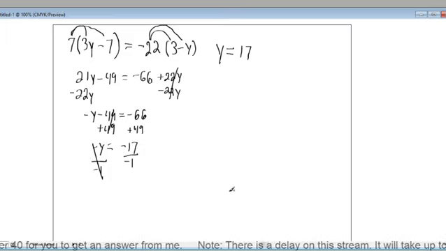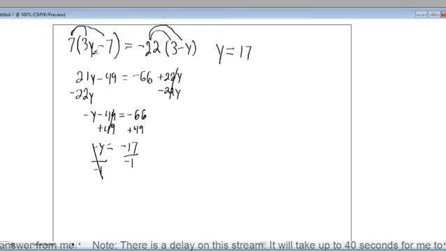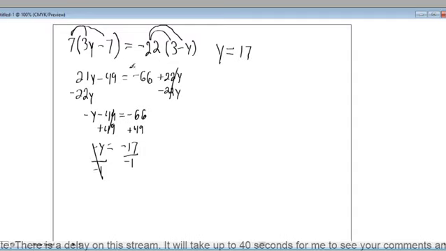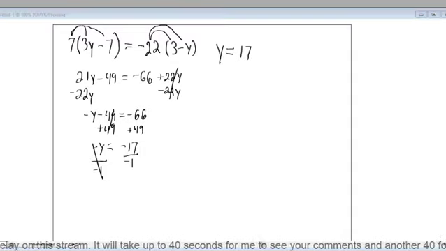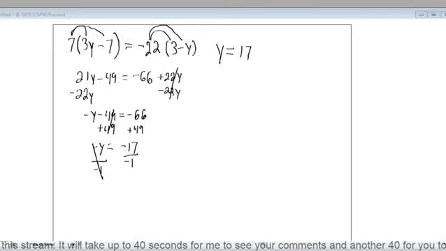So the thing that we would plug into our original equation to make both of these sides the same thing would be 17. If we plug 17 in for y, both of these will be equal to each other. And that's the basic idea behind these solving equation things.